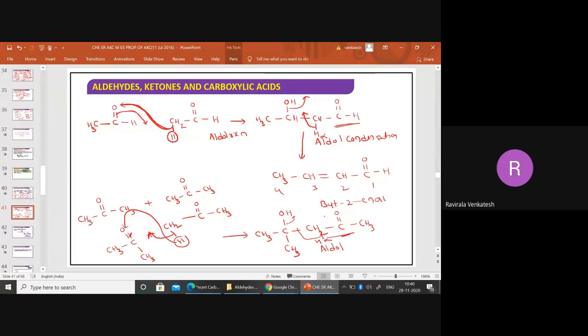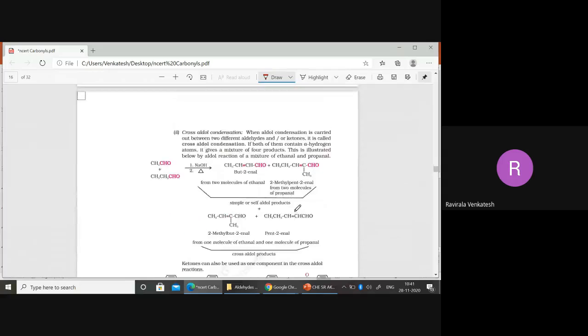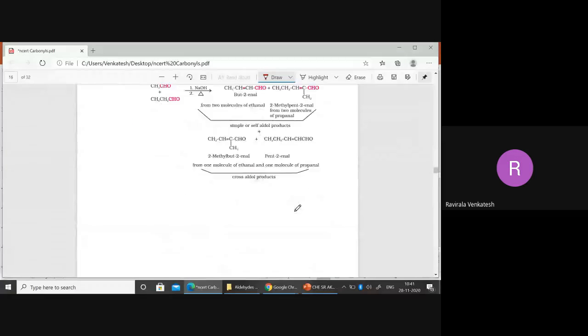In the next class, I will explain crossed aldol. Here, these two molecules are the same. In the next class, I will take different molecules, first one different, second one different, and we'll discuss how we get the products. Practice these reactions, these two, with that shortcut. Next class, we'll take the crossed aldol condensation reaction.